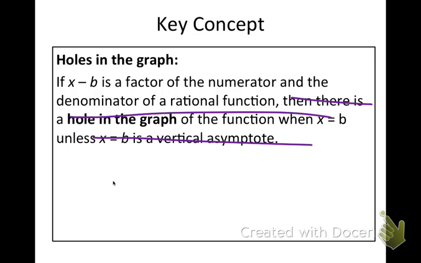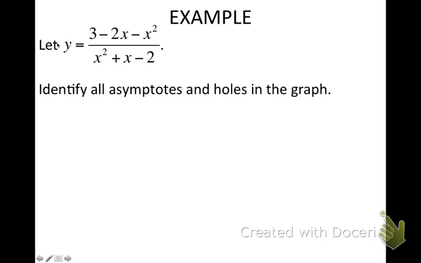All right, so let's look at something that would have a hole. Here's our function. Y equals 3 minus 2x minus x squared all over x squared plus x minus 2. Let's rewrite in standard form. So it'd be negative x squared minus 2x plus 3 all over x squared plus x minus 2.